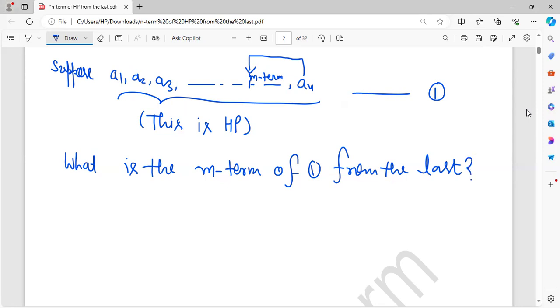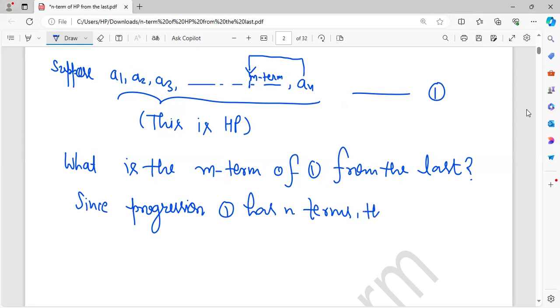So first of all, since harmonic progression 1 has n elements, n terms, therefore m has to be less than or equal to n, because otherwise, if m is greater than n, it is not possible to find the mth term. Okay, so m has to be less than or equal to n.